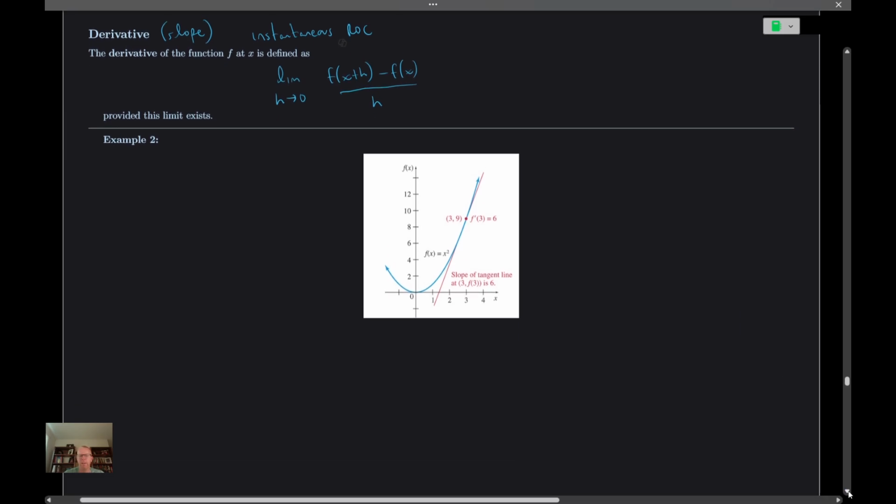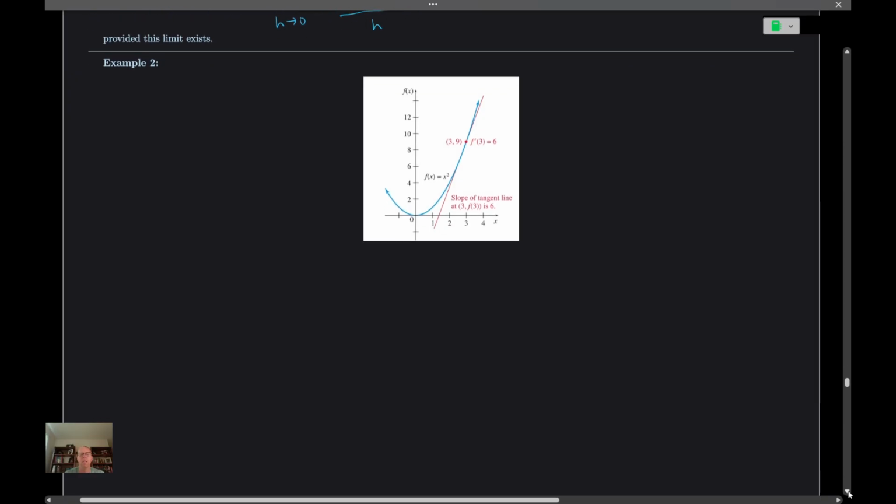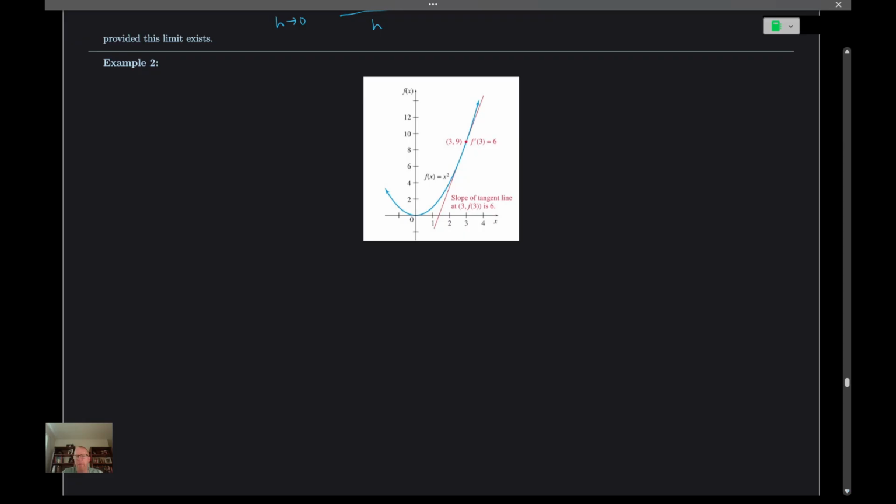So this example kind of just gives you the answer. We'll work out how this plays out. So we have this curve f of x equals x squared. We have the tangent line. So the red line is the tangent line going through the point 3, 9. So this notation here is your derivative notation. So we read this f prime. F prime of 3 equals 6.